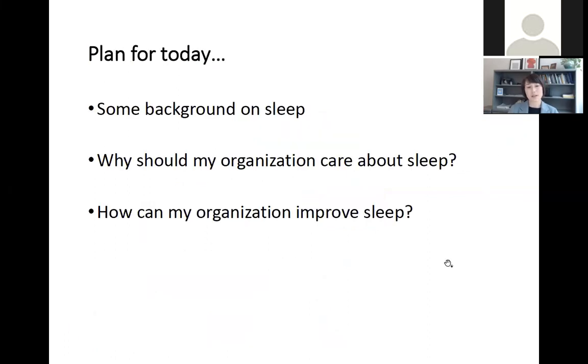So here's the plan for today. I thought I'd give you some background on sleep to start out with. And then I wanted to move on and talk a little bit about why your organization should care about sleep, and how your organization can improve sleep. I'm going to incorporate just a little bit of my research, but in general, I'll be focusing more on broad topics related to sleep and work.